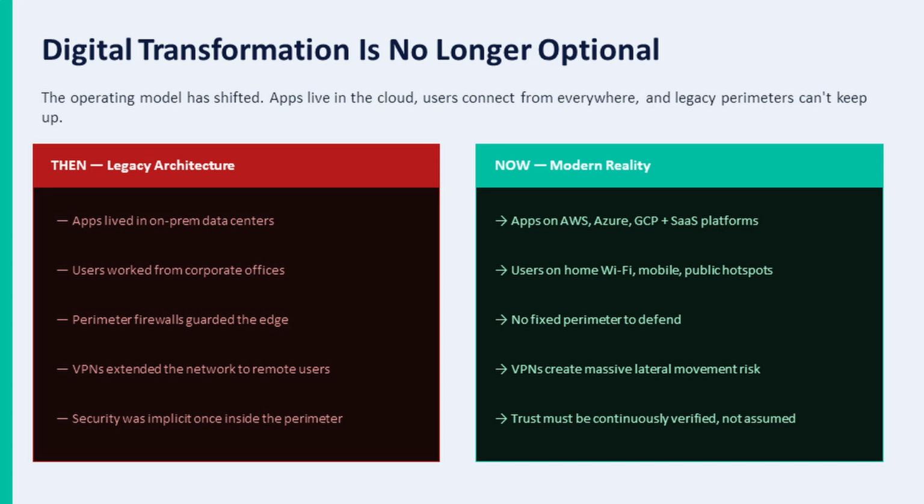The world has changed, and the old security model was built for a world that no longer exists. Back then, apps were in your data center, users were in your office, and you wrapped a perimeter around all of it. That worked fine. But today, apps are on AWS, Azure, Microsoft 365, Salesforce. Users are on home Wi-Fi, mobile networks, airport hotspots. There is no perimeter to wrap anything around. And the VPN that was supposed to bridge that gap, it doesn't just fail to solve the problem. It actively makes it worse because it grants network-level access, which means one compromised credential can move laterally across everything.